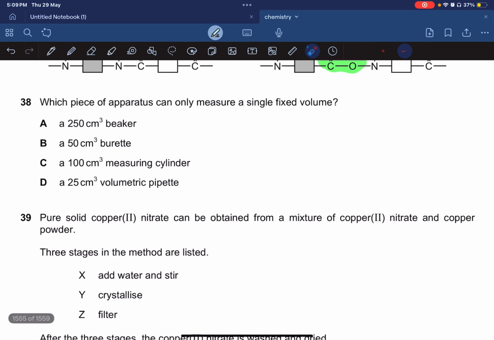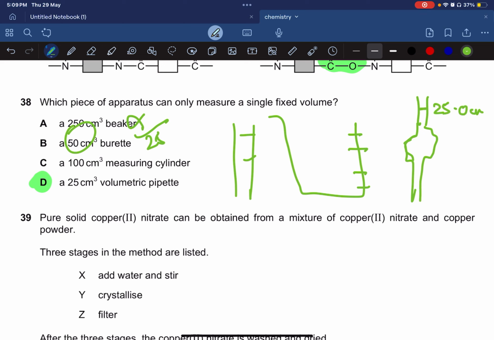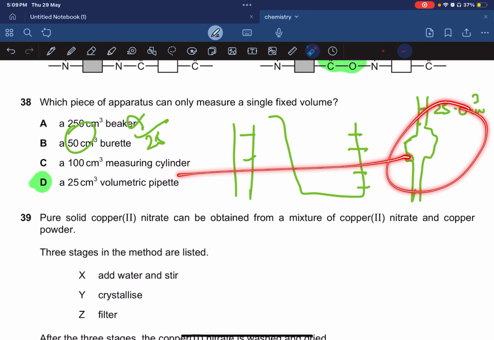Which piece of apparatus can only measure a single fixed volume? A 250 cm³ beaker, you can measure 100 cm³ in it, because a beaker like this is going to have markings on it. So not this. A burette, no, you can measure 25 as well in a 50 cm³ burette, because a burette has multiple readings. It's going to be a pipette for sure. So it's going to be a 25 cm³ pipette, because a pipette only has one mark on it. This is what a pipette looks like. It only has one mark, which is 25. So you can measure nothing apart from this 25 in a pipette.